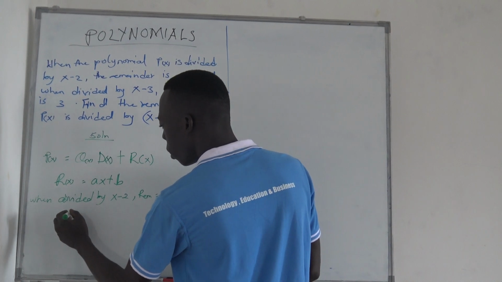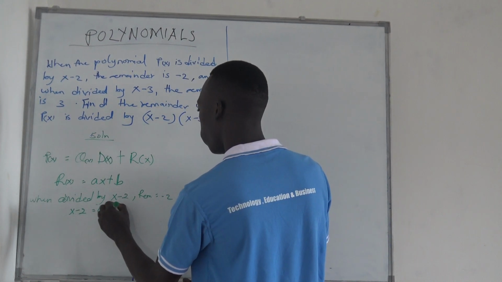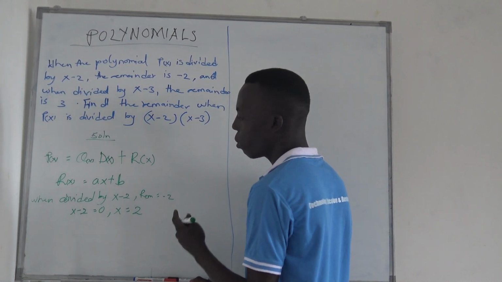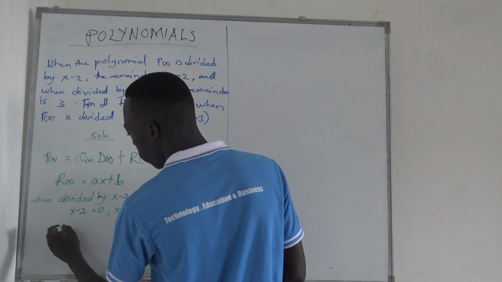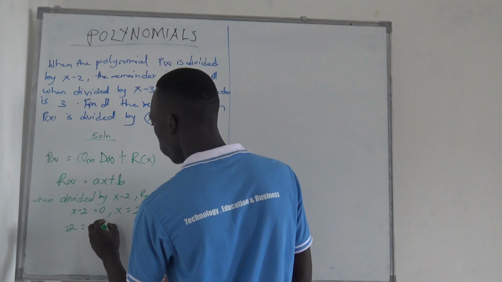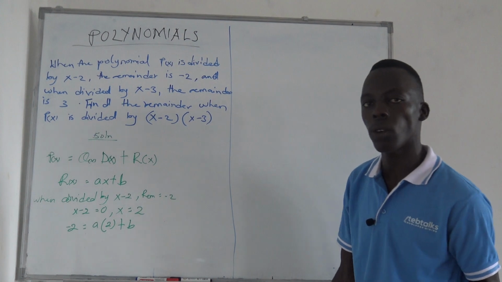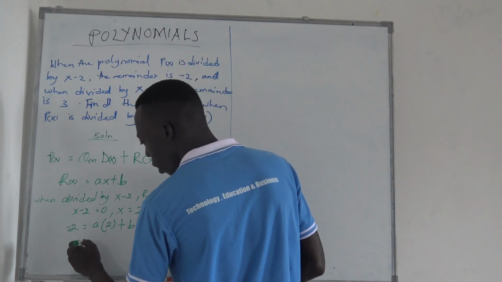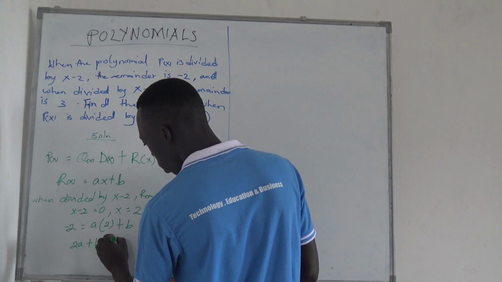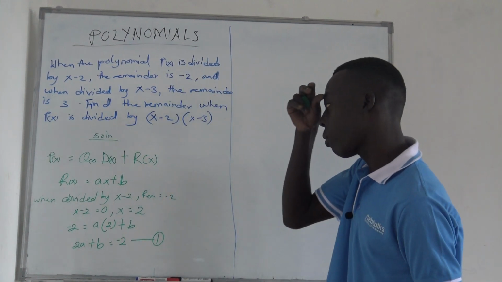But before that, x minus 2 is equal to 0, so first equate it to 0 and get x is 2. Where there is x, I put a 2. So the remainder, which is negative 2, equals a into 2 plus b. Since a and b are constants and we don't know them, that's what we are looking for. So 2a plus b equals negative 2. That is our equation 1.